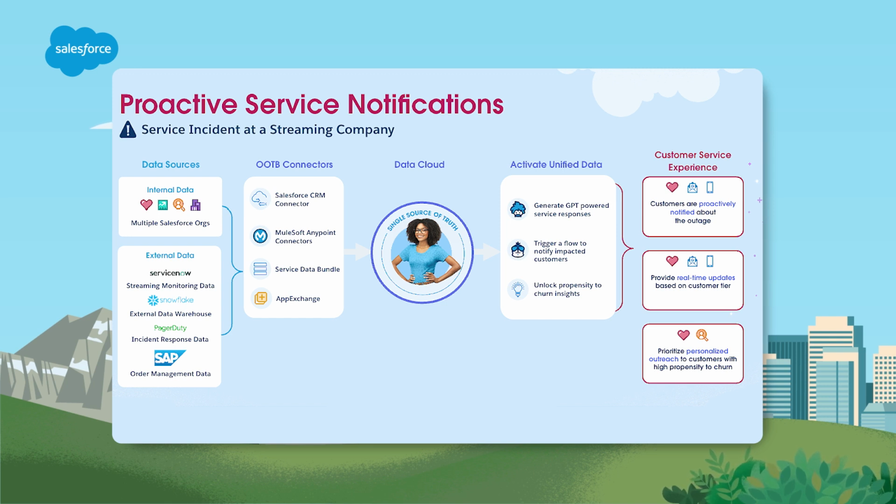Next, by adding data from ServiceNow, a system monitoring tool, the company is aware of the incident when it happens and can pinpoint exactly who was affected by the outage. The streaming company acts on this unified data to trigger a flow that proactively notifies impacted customers on their preferred channel. Using Einstein GPT, the streaming company automates customer notifications to save time for their service agents. They tailor responses and support actions throughout the incident. And this is all thanks to Data Cloud's full view of the customer.